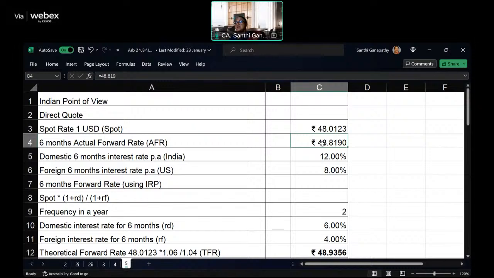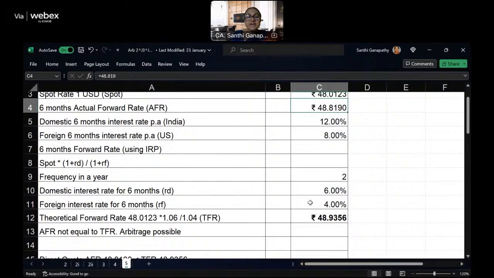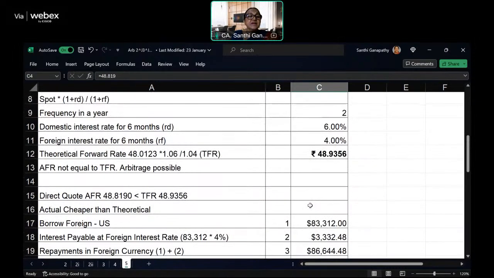Foreign currency should be bought only if you have taken a loan and want to repay. That is the logic. So what is the position here? Actual forward rate and theoretical forward rate are not equal, so arbitrage is possible.